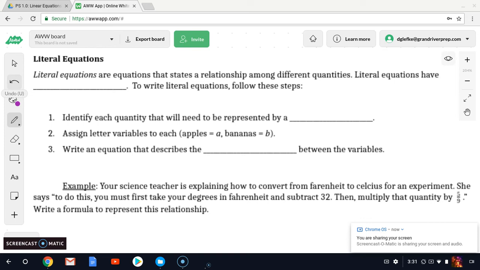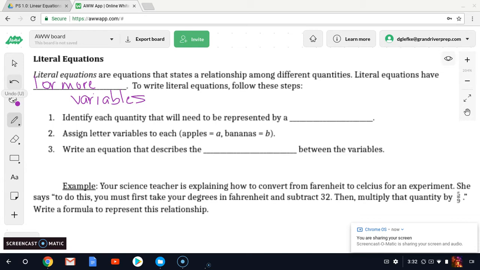All right, so we're going to look at literal equations, and literal equations are equations that state a relationship among different quantities. They have one or more variables, and usually they're going to have like 2 or 3. And to write literal equations, we have some steps that we want to follow.